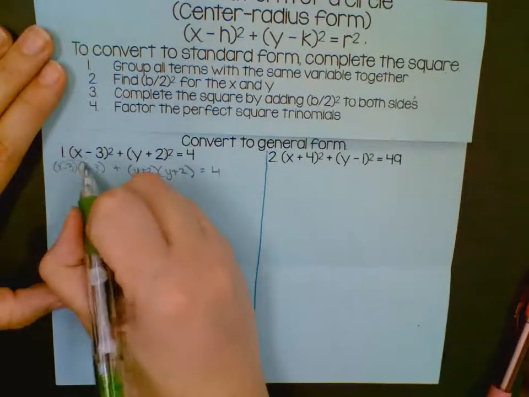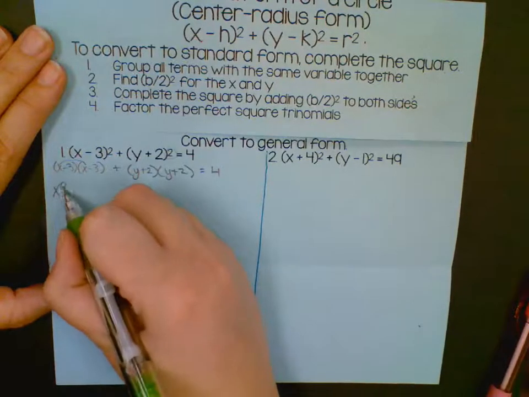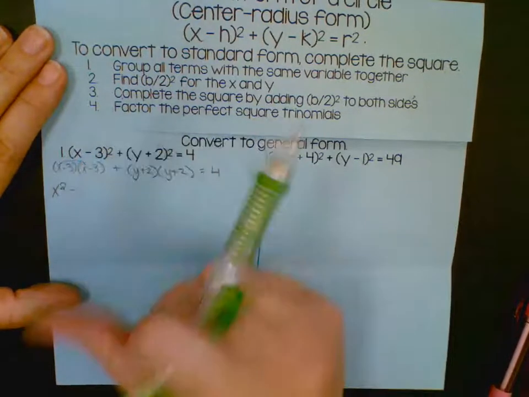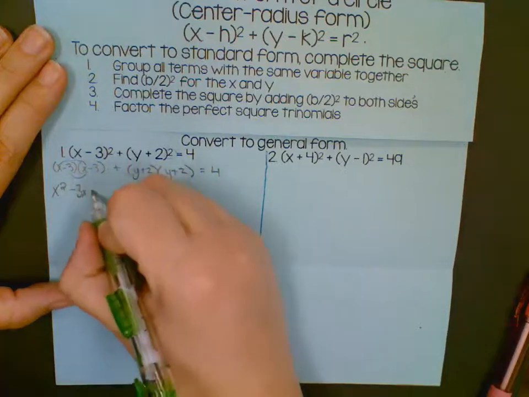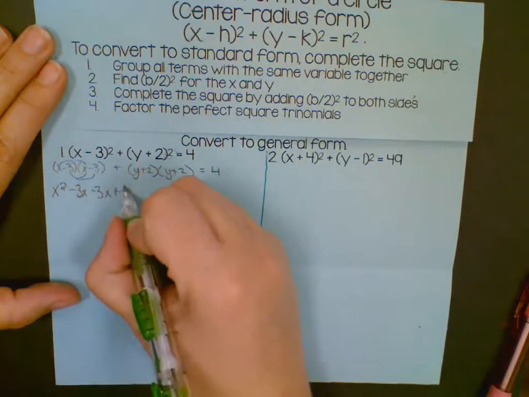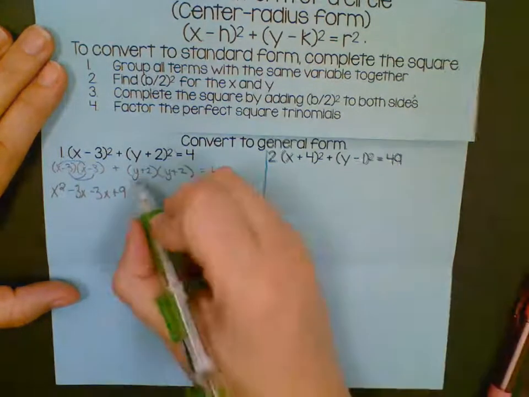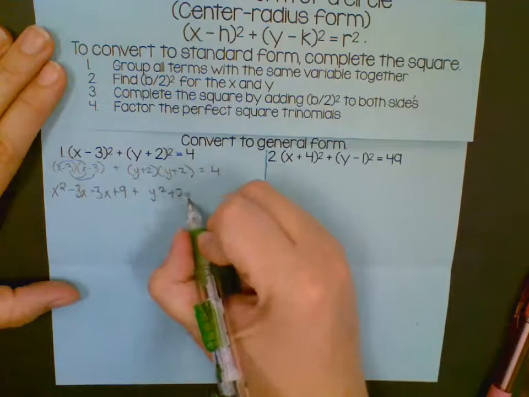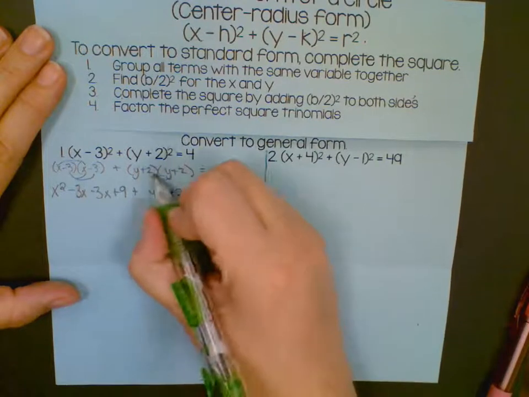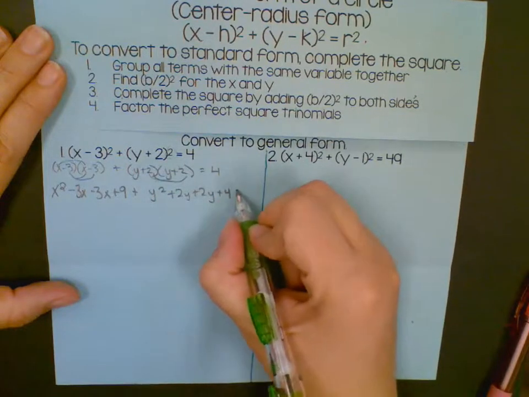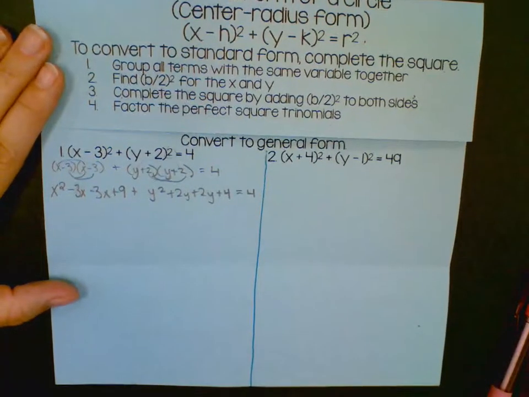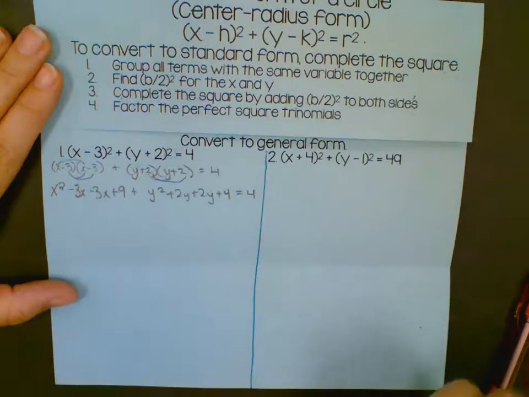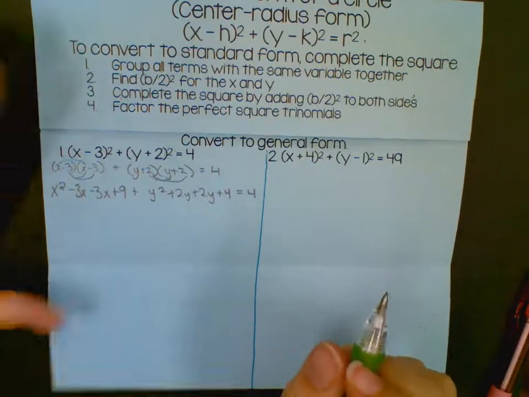So first, outside, inside, last. So x times x is x squared. X times negative 3 is negative 3x. We got another negative 3x, and when we times those two together, we get positive 9. Now do the same thing for y's. So y times y is y squared. Y times 2, 2y. Here's another 2y. And then we times those together, and we get 4. So I don't know if you see the pattern, but that always happens. So there's some shortcuts. If you want to know them, I can explain it to you in class.